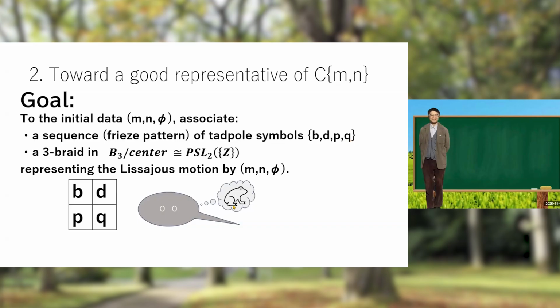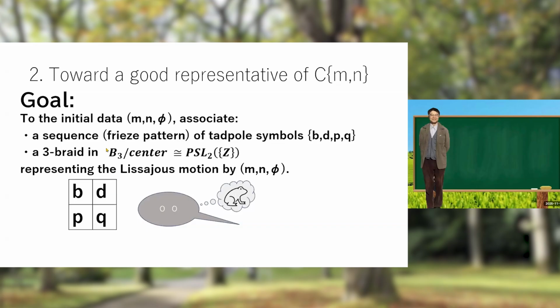Tadpole is just the animal before growing up into a frog. But BDPQ look like the symmetric four symbols, looking like tadpoles.